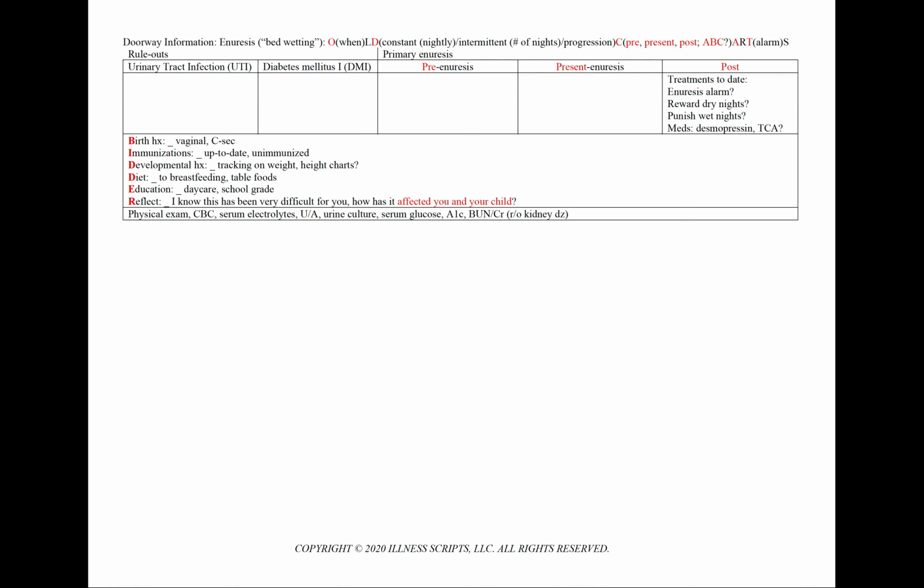And finally, in our post column, we'd like to know if there were any treatments to date that were tried, including an enuresis alarm, rewarding dry nights or punishing wet nights, and or medications, including desmopressin or TCAs. Or if there were no treatments tried to date, we'd also like to state those pertinent negatives in our patient note to show we've asked.